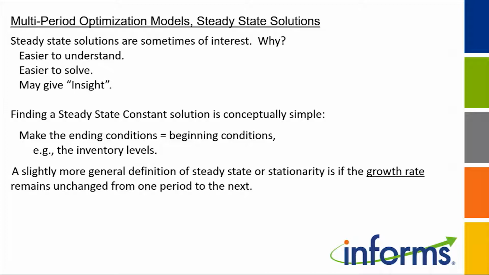So one, it's easier to understand if you have a steady state model, and a one-period model with a few extra side constraints is typically easier to solve than a 60-year model. And it may give some insight. That's a little bit harder to justify, but we'll leave it at that. So there's the idea of how you do it. You simply tie things together in that fashion.